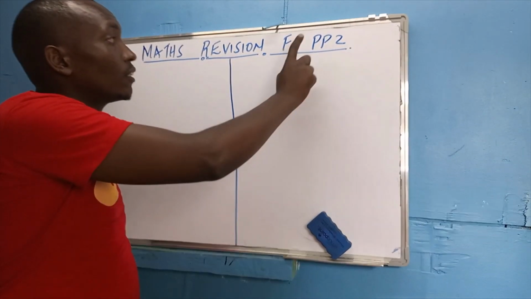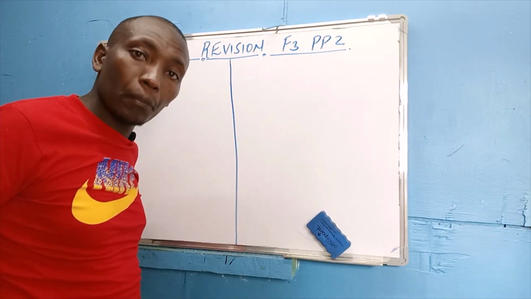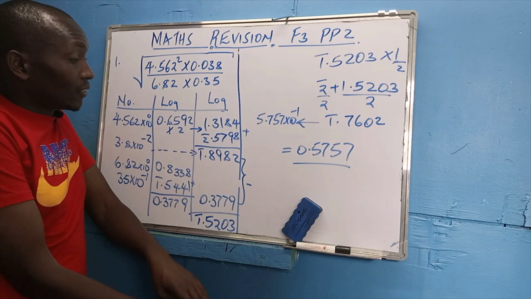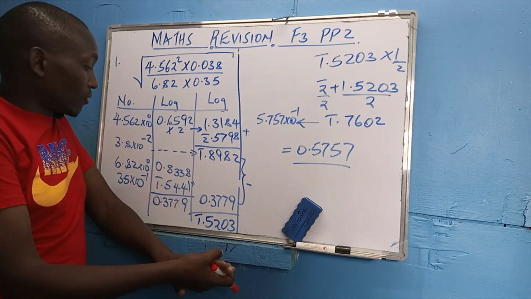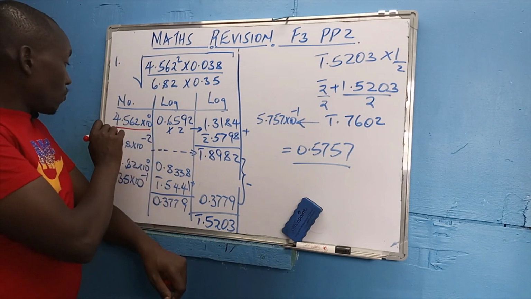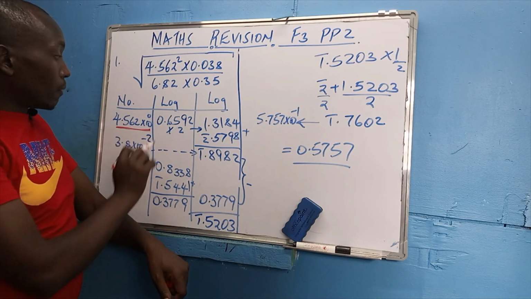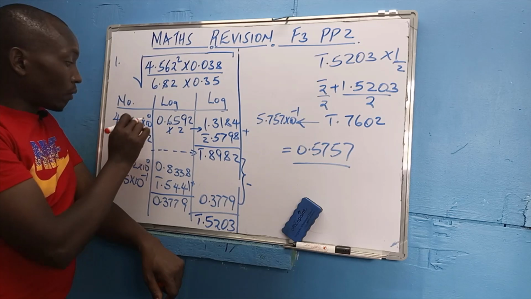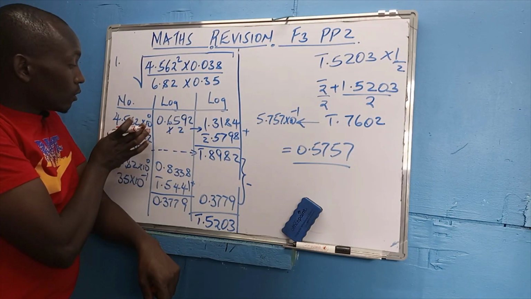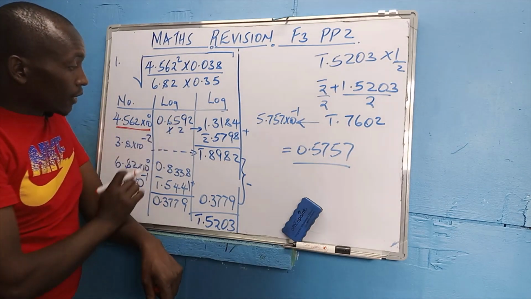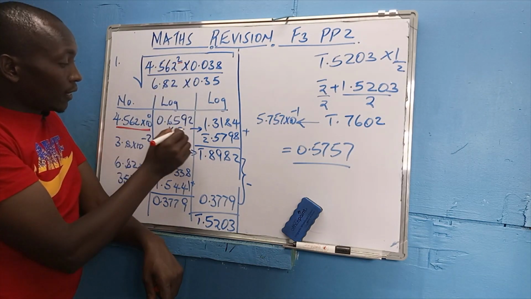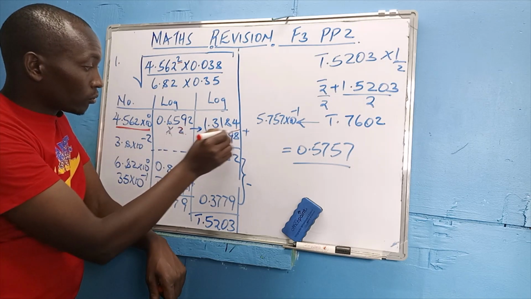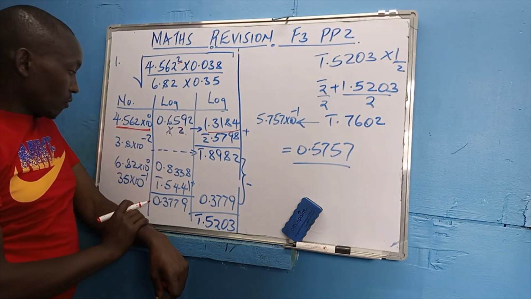Mathematics revision, Form 3, paper 2. Question number 1, you're supposed to operate these numbers using logarithm. The first thing you do, you find the logarithm of this number. Remember, I've written the number directly in standard form. This is 2 power 0. So the logarithm of this number is, as you can see it, the number is squared, so we're multiplying this by 2. If you multiply by 2, that is the logarithm you get there.